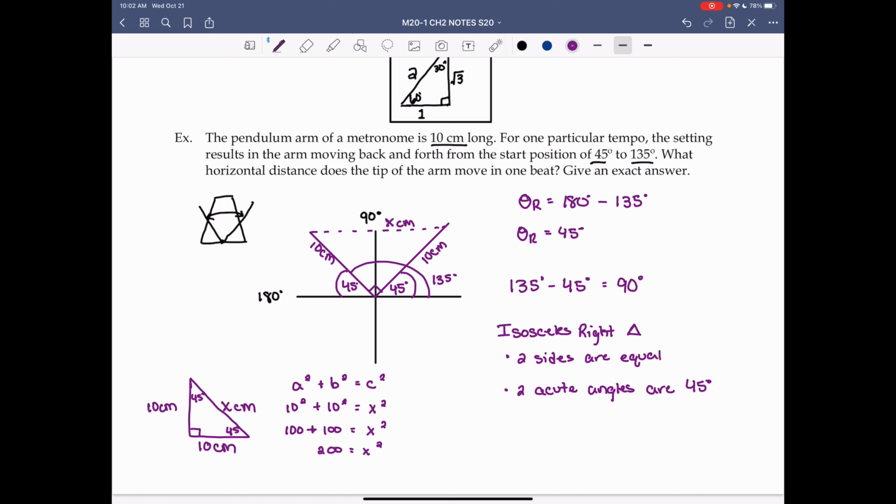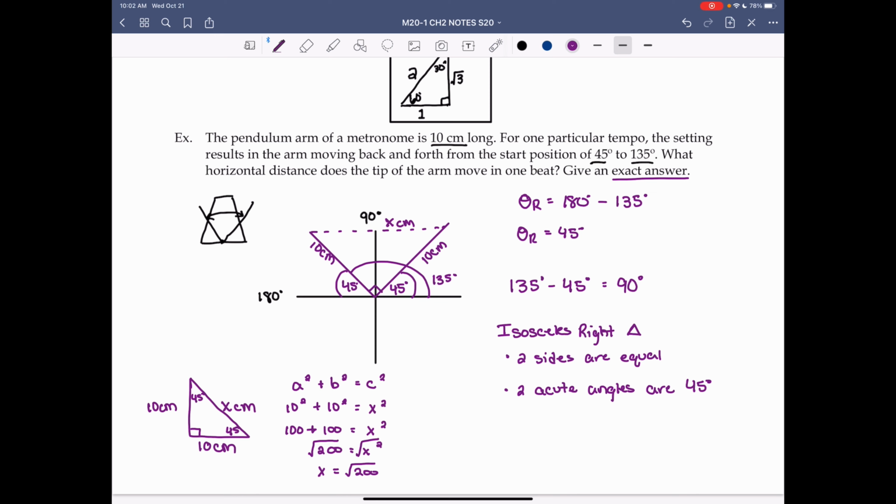And then we don't want x squared, we want x. So we square root both sides. We get x equals the square root of 200. And then it says give an exact answer, which means we don't want to plug this into our calculator because it's not a perfect square. That would give us a decimal answer, but we want to simplify the radical.